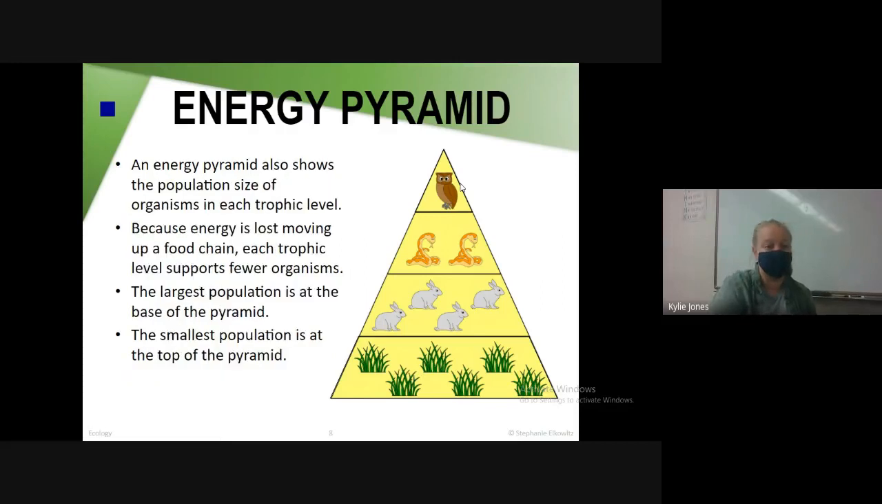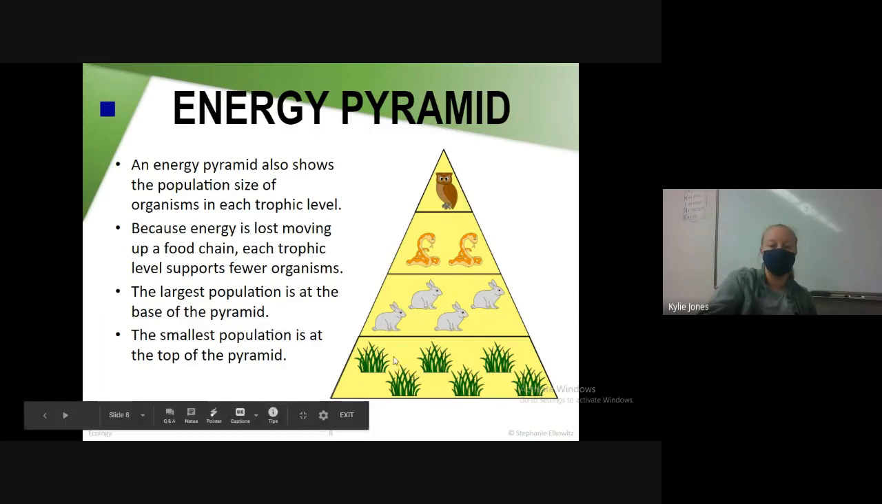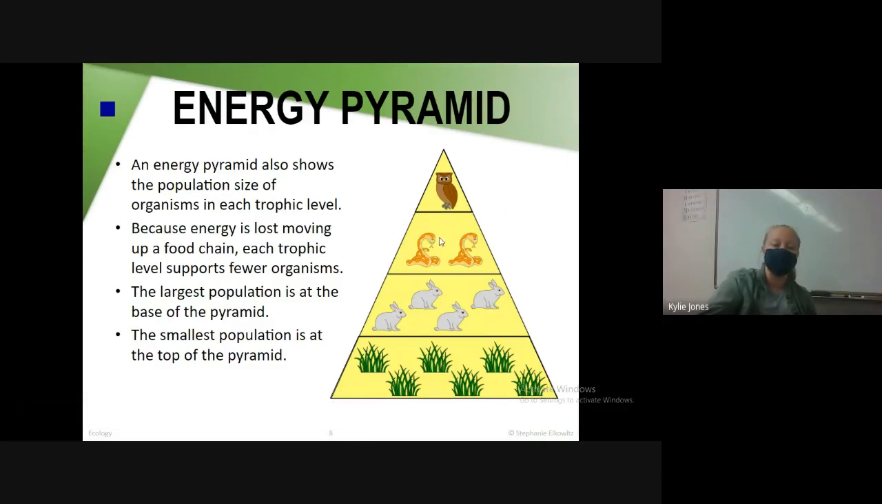All right, our next slide. The energy pyramid also shows the population size of organisms in each trophic level. Because energy is lost moving up a food chain, each trophic level supports fewer organisms. The largest population is at the base of the pyramid and the smallest population is at the top. So there's more plants in an ecosystem than there are rabbits, and there's more rabbits than snakes, and more snakes than owls. So the population, or the amount of animals in the species, goes down as you go up the food chain.